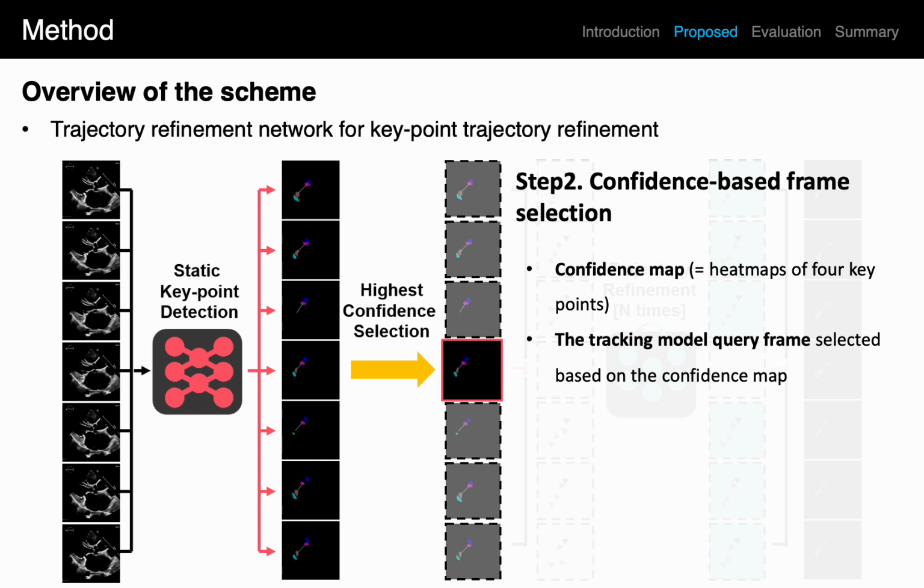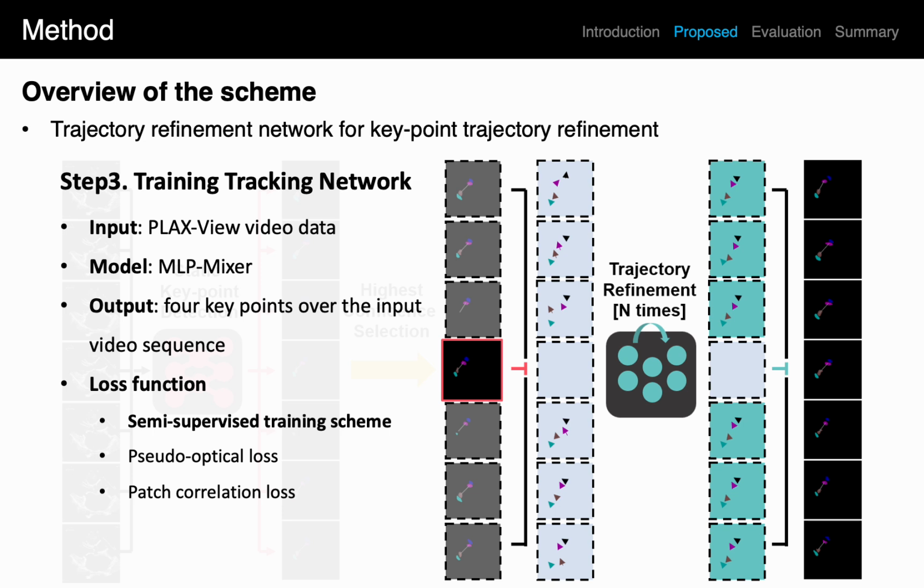Not all frames are equally reliable, so we leverage the heatmap confidence scores to identify high-quality frames. These selected frames are then used as stable anchors for subsequent tracking. The final step is training our tracking network called EKTNet. Its backbone is built upon an MLP-Mixer architecture. The network outputs refined key point trajectories across the entire video sequence, improving both temporal consistency and spatial accuracy.